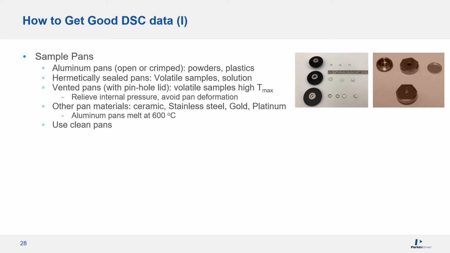If you are heating above 600 degrees C or your material reacts with aluminum, you need to pick a different material like ceramic, platinum, gold, stainless steel. Aluminum pans will melt and stick to the furnace for good if you heat it past 600 degrees C.